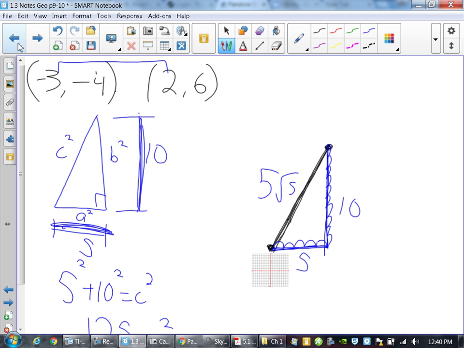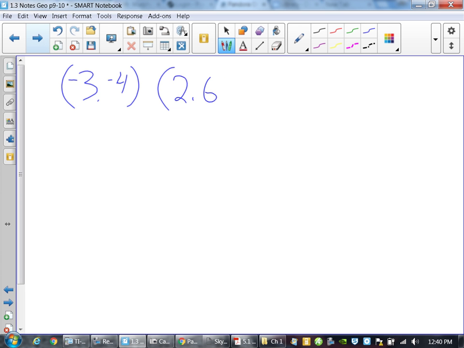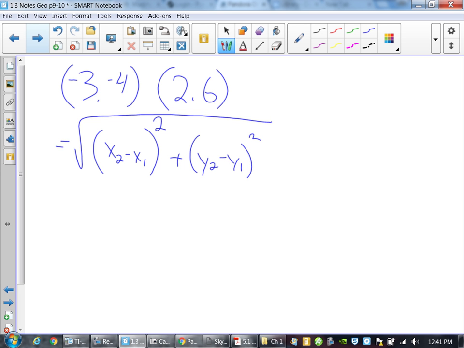Now, when we talk about the difference in x values, that's when you would take 2 minus the -3. Second x value, subtract the first. We squared it. Second y value, subtract the first. We squared it, and then we took the square root of it. Remember that? That's the distance formula. The distance formula is the Pythagorean theorem.